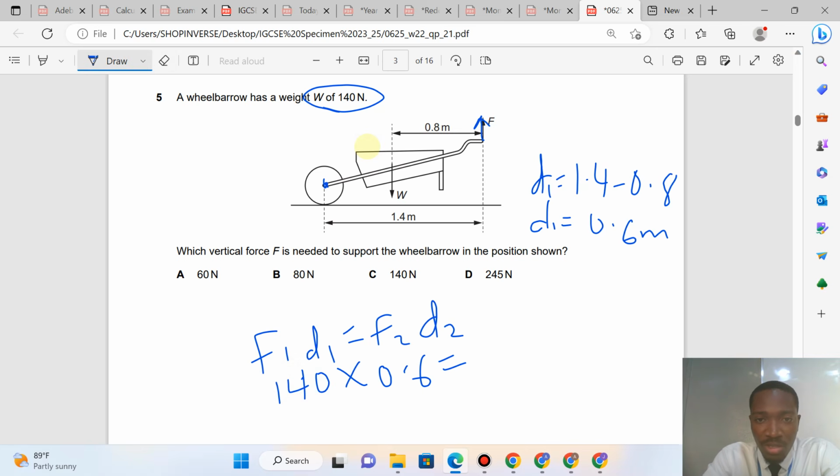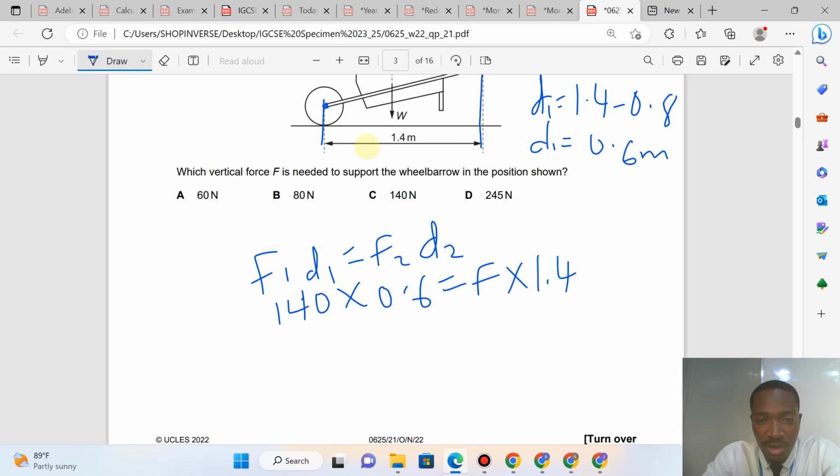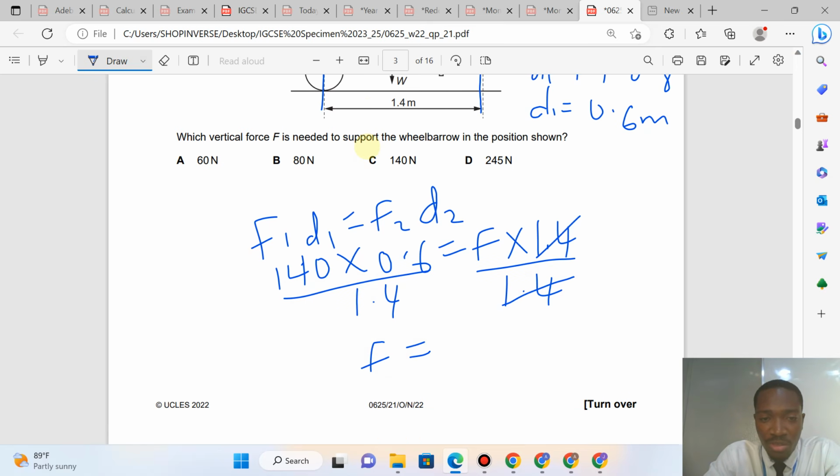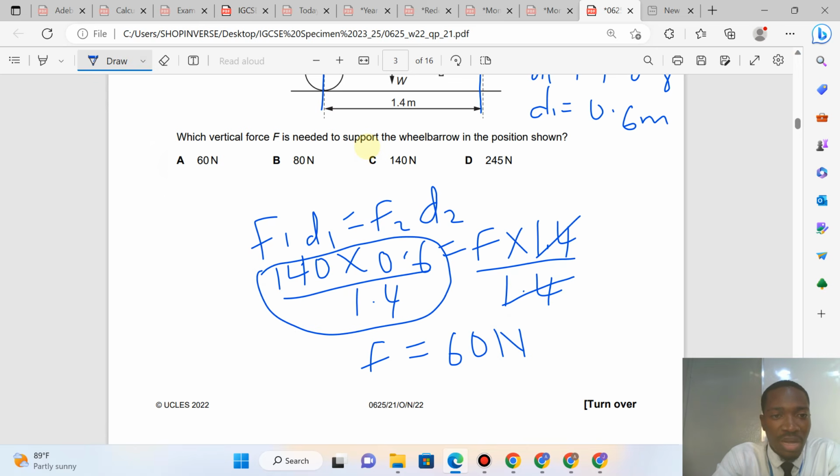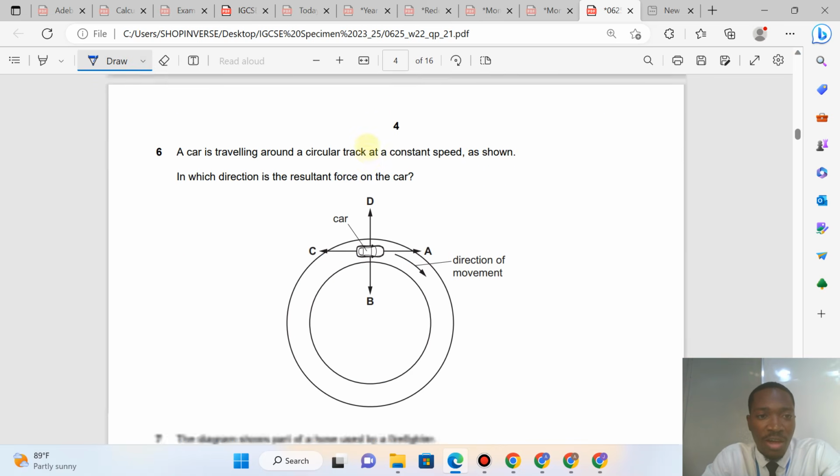Our force producing the anticlockwise moment is F, whose value we do not know. F multiplied by D2, the distance between F and the pivot, which is 1.4 meters. So to get F, we divide both sides by 1.4. 1.4 cancels out 1.4. That means F is equal to 140 divided by 1.4, which gives 100. 100 times 0.6 gives us 60 Newton. If you evaluate this with a calculator, you get 60 Newton. That makes option A the correct answer to question number 5.